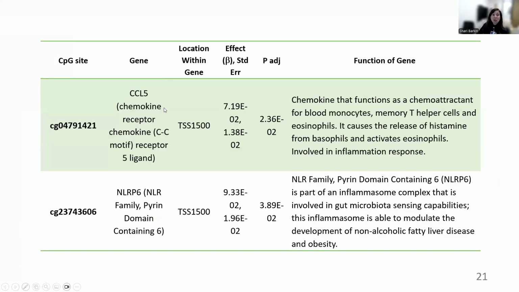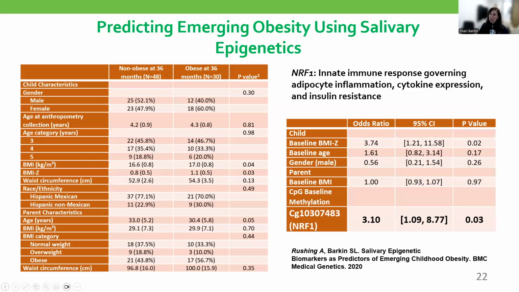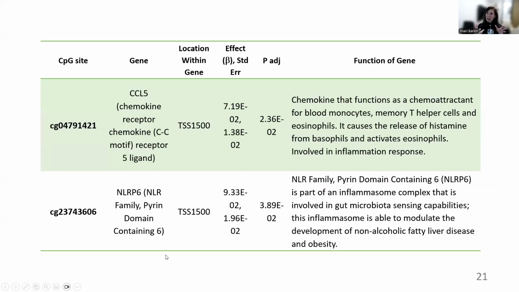We also saw changes in chemokine receptors and changes in the NLR family. Specifically, this pyrin domain containing 6 is part of an inflammasome complex. So it's involved in your gut microbiota's sensing capabilities for inflammation. That was really intriguing to us because now you begin to say, I wonder how these things are affected when they're affected. And if we intervene at a period of plasticity, could we reverse those epigenetic marks? What would that look like?